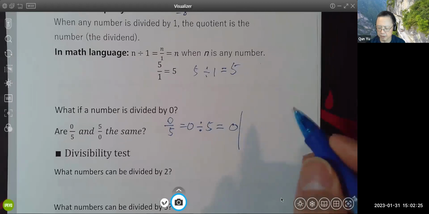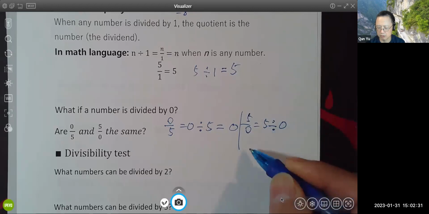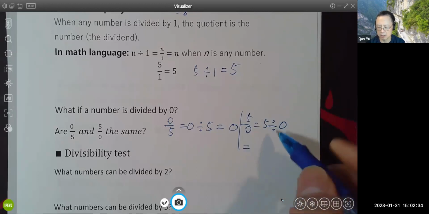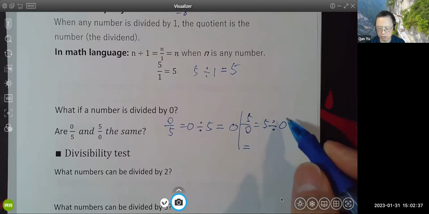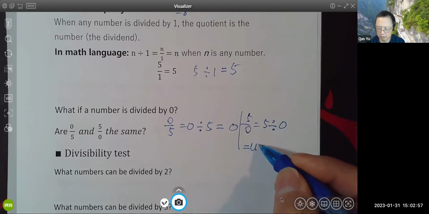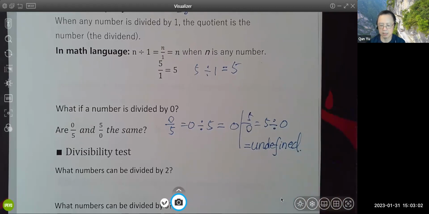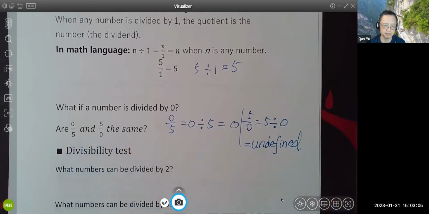How about the other one? 5 over 0, which means 5 divided by 0, which in terms of meaning means you divide 5 into 0 equal parts. What is a 0 part in the first place? There's no meaning in there. There's no 0 part thing in the whole world, right? That's why this one cannot be done, because it doesn't have meaning in this division. So we call it undefined. There's no meaning in it. So that's the answer. See, these two are totally different.